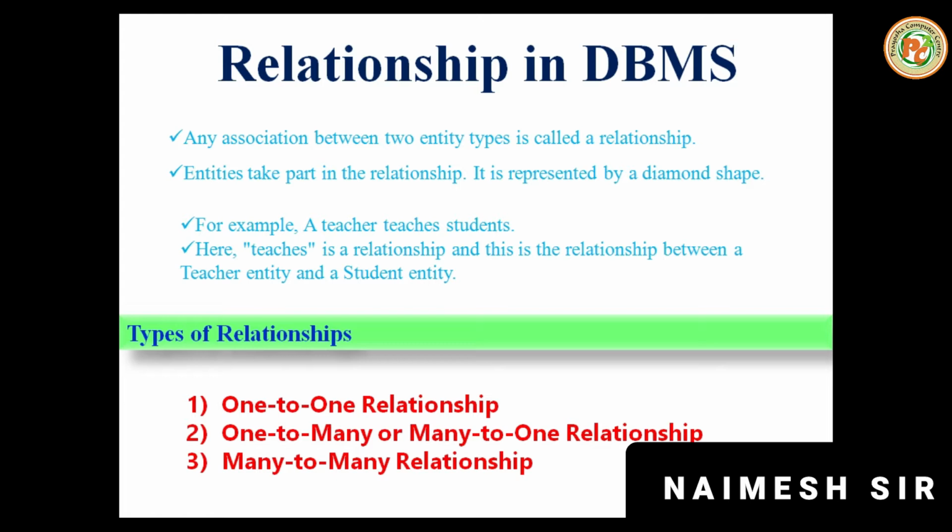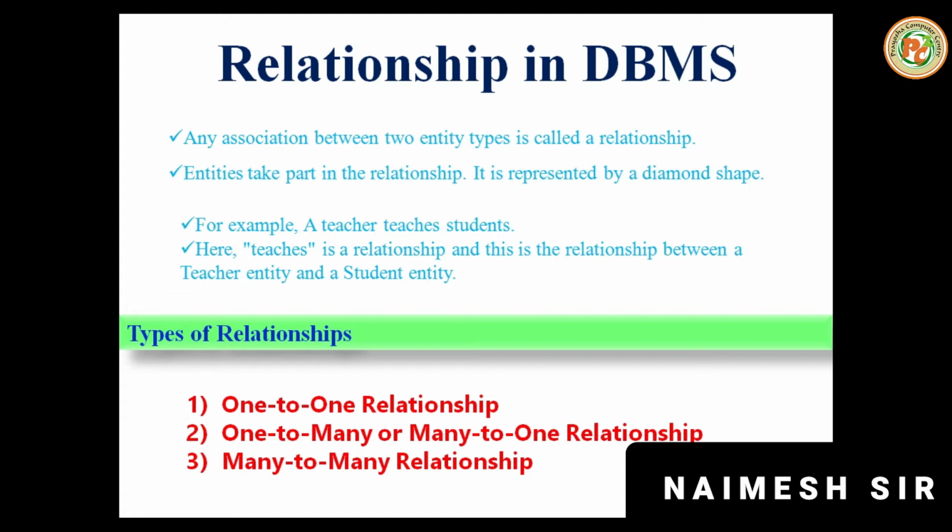Any association between two entity types is called a relationship. Entities may be teacher, students, or anything; we can say the objects. Entities take part in the relationship, and it is represented by the diamond shape. For example, teacher teaches the students. Here, teaches is a relationship between the teacher entity and the student entity.